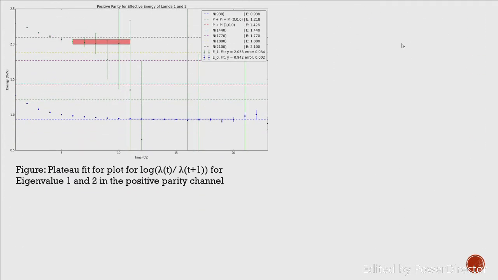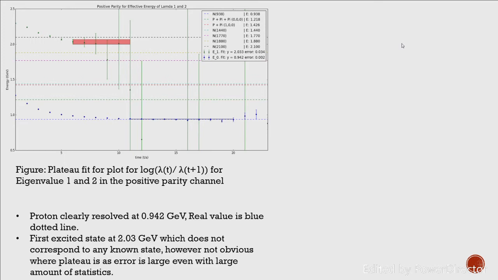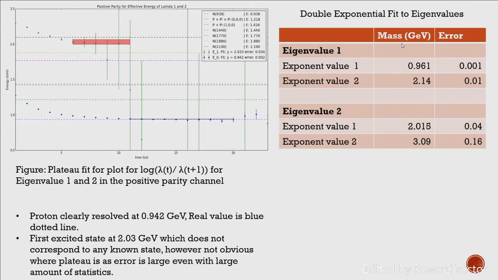Pictured is a plateau fit for the positive parity channel for the 2 eigenvalues. The proton is clearly visible at 940 MeV. The excited state plateau, however, does not seem to correspond to any obvious single or multi-particle state, but the data is too noisy to do an accurate fit, in spite of the large number of statistics. A double exponential fit of each eigenvalue shows a good agreement with the plateau fits.